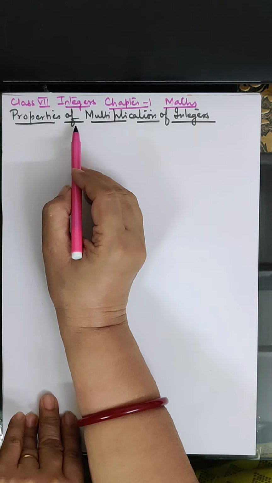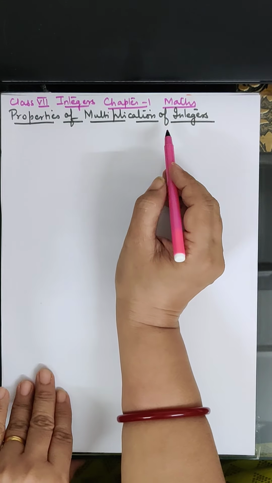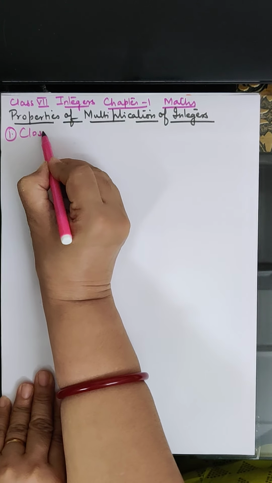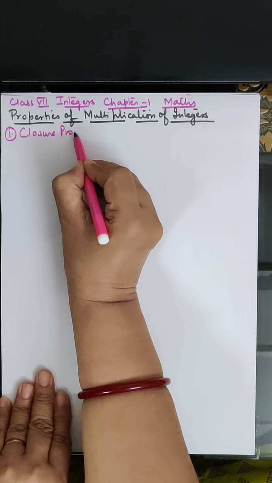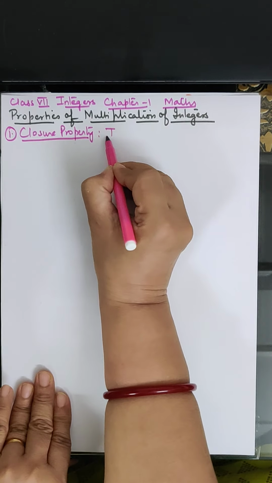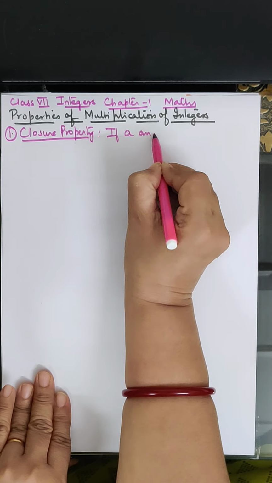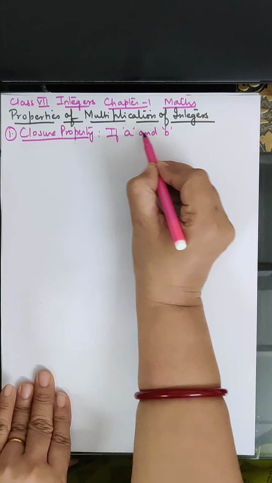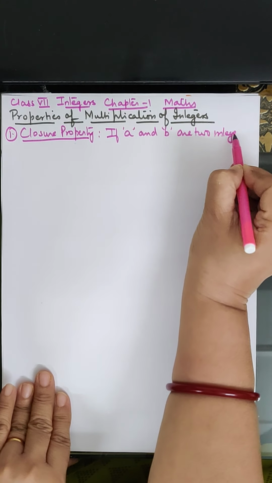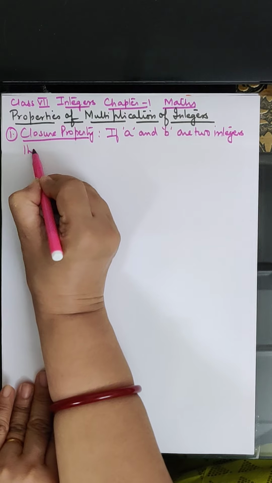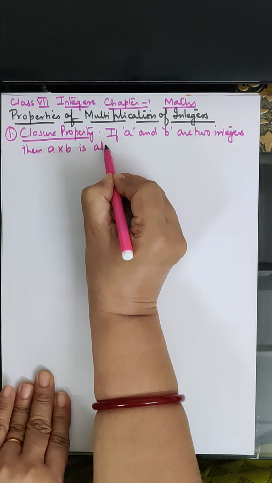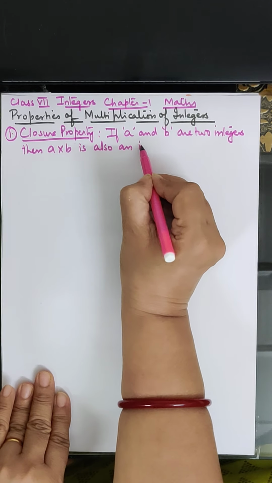Children, today we shall discuss the properties of multiplication of integers. First is the closure property. If A and B are two integers, then A into B is also an integer.